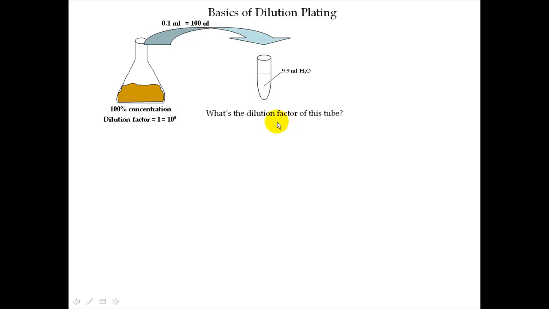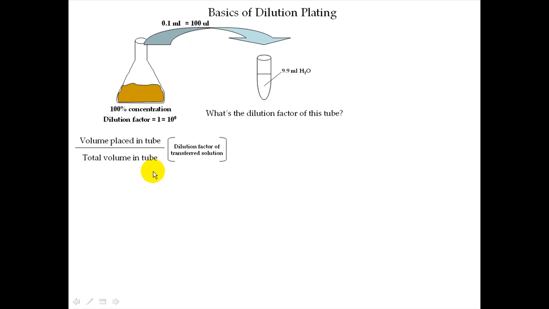The way you can figure this out is by using a little equation that goes something like this. To figure out the dilution factor, you could take the volume that you placed in the tube divided by the total volume in that tube, and then you multiply the whole thing by the dilution factor of the transferred solution.